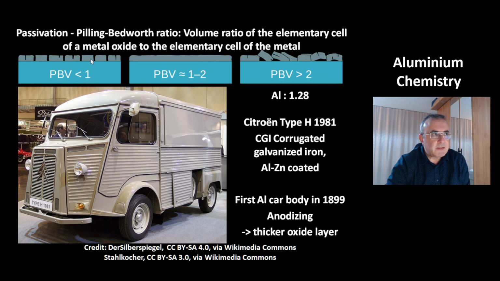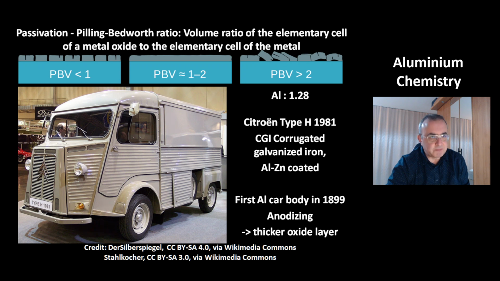If the metal oxide has too little volume, then if this ratio is too low, then you have gaps and the oxygen can corrode the metal underneath. If the ratio is too high, then you get this structure where the oxide layer can be peeled off. Again, the metal can be attacked by oxygen. This ratio has to be between 1 and 2, and then it works perfectly, because now the oxide layer is like a layer of paint, protects the metal underneath from the oxygen in the air. And aluminium has a ratio of 1.28.